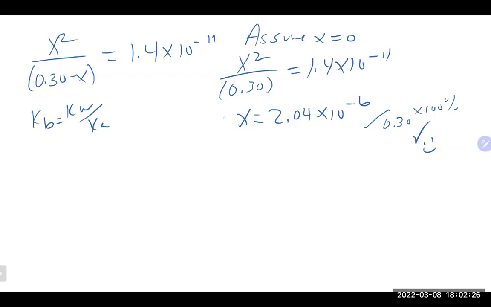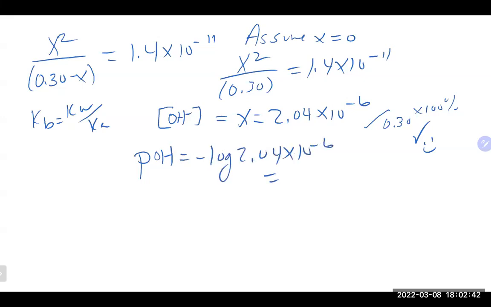Looking at our ICE table, a reminder that this actually equals the hydroxide concentration, not the H plus concentration. That means that we can get the pOH. I take the minus log of 2.04 times 10 to the minus 6. That's going to get us minus the log of 2.04 times 10 to the minus 6.